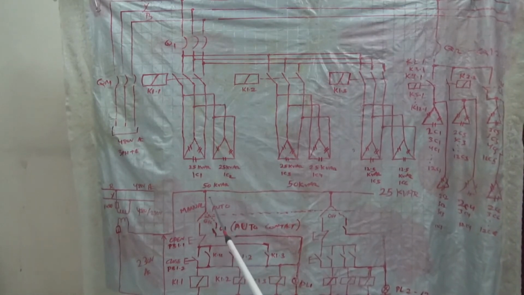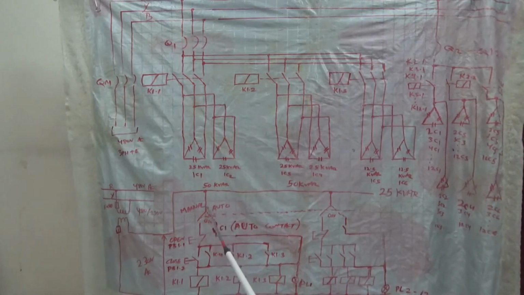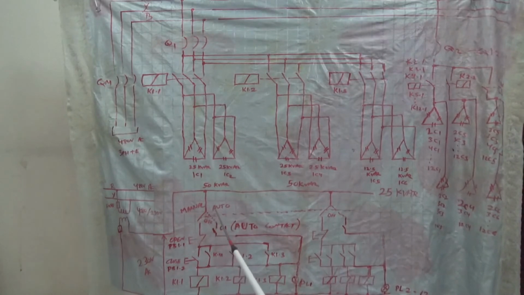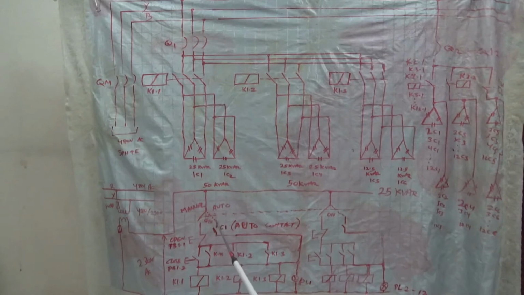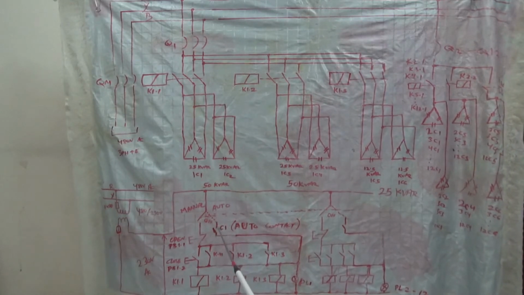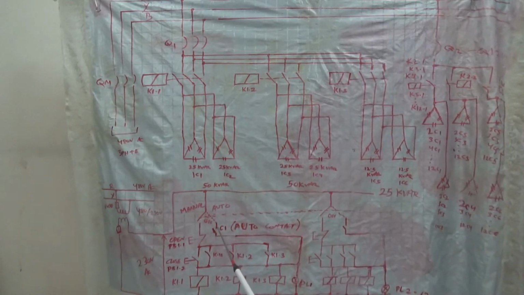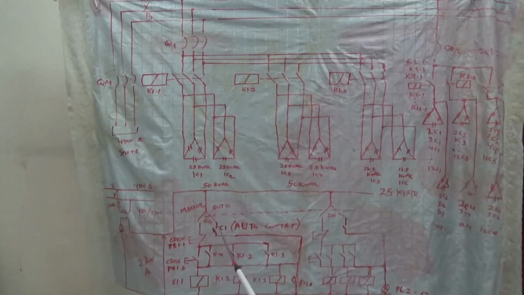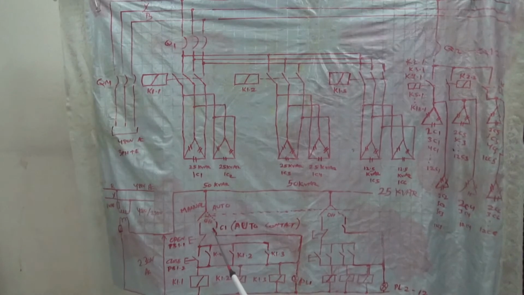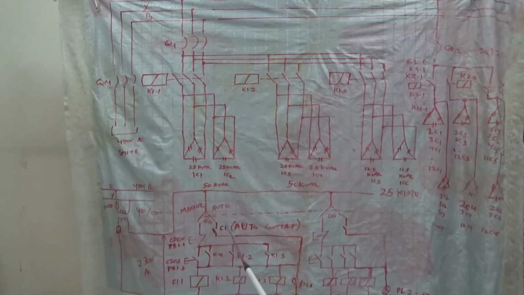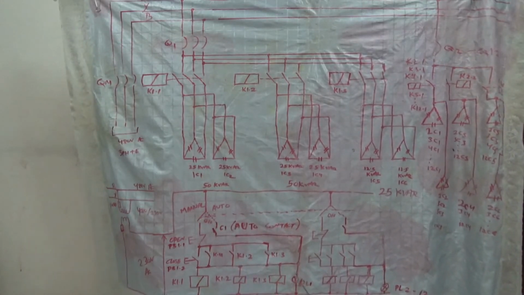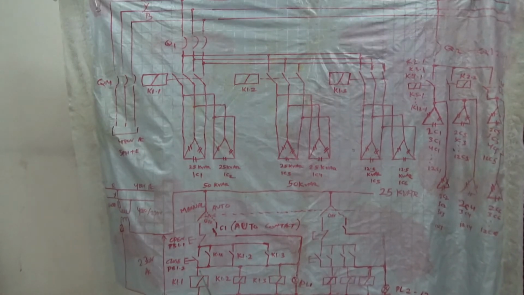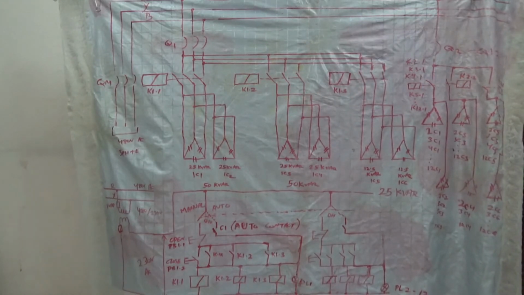Now there will be one auto manual switch. In auto mode, when the switch is turned to the right, power comes here, and there will be one controller contact inside the controller. Depending on the signal, it will be closed or open. When it closes, the power comes here, and all these contactor coils get energized.